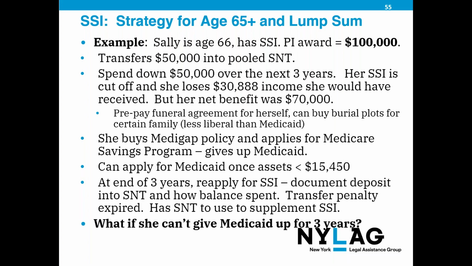And she doesn't receive home care. So she buys a Medigap policy. She applies for the Medicare Savings Program. She gives up Medicaid. And once her assets are down to 15,450, she can apply for Medicaid. At the end of the 3 years, if her assets are now down to 2,000, she can reapply for SSI documenting where the money went.